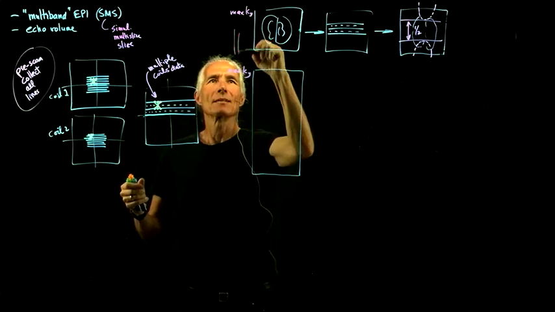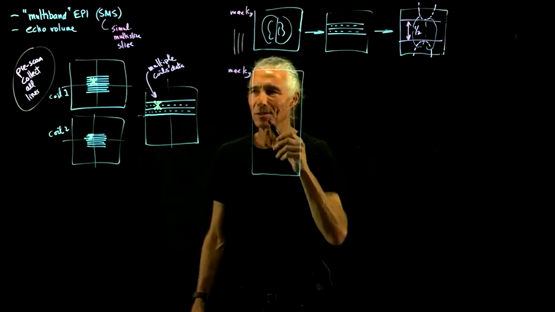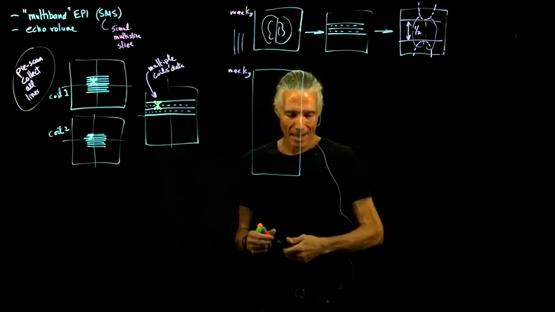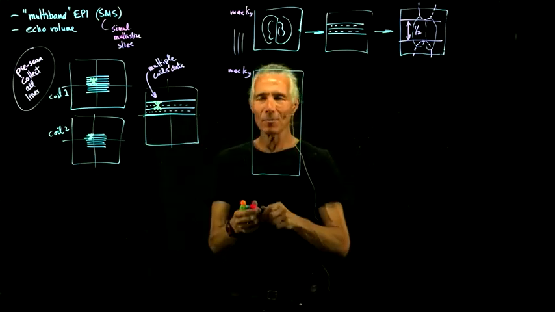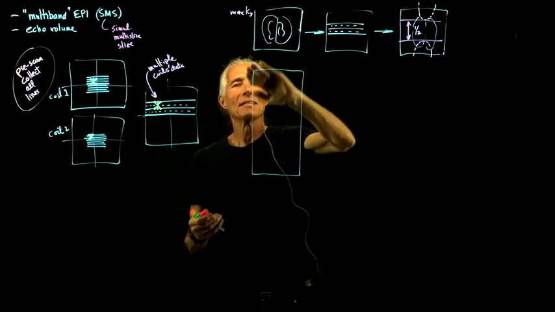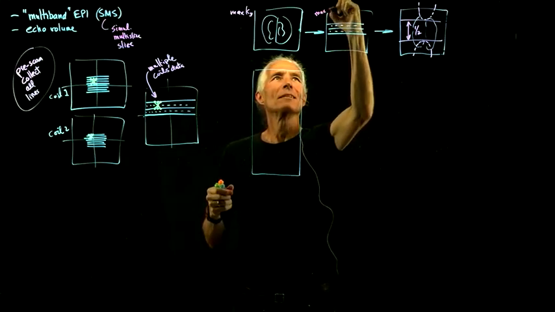So those guys are supposed to be equal, so the same max ky. I drew it as a rectangle just so that it doesn't get too crowded. Here's the max ky over here, max ky.